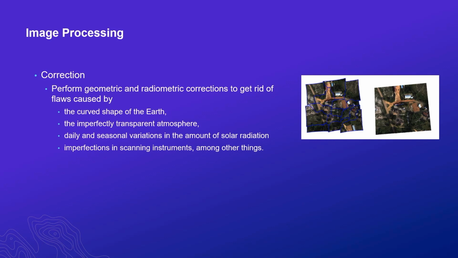The seasonal variation or day-to-day variation actually change how much solar radiation you're getting, and that also affects what you are looking at from miles up in the atmosphere. Imperfection in the scanning instrument is natural because no instrument is perfect, right? So you have all these different ways that imperfection could happen to your captured image, and we have the ability to correct them through geometric and radiometric correction.